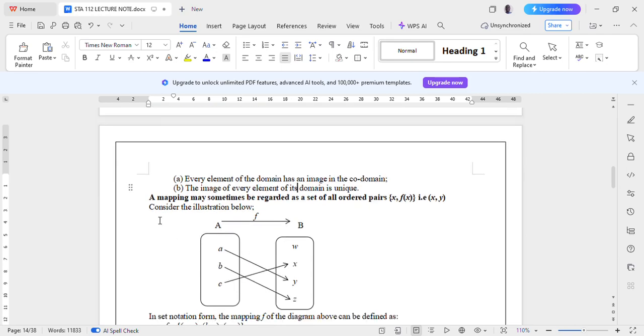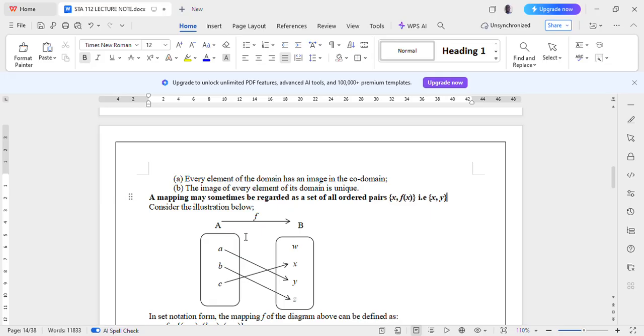So now, a mapping may sometimes be regarded as a set of ordered pairs. Yes, you can see that's (x, y), that's x and f of x, x and function. Don't forget y is a function of what? Of x. y is equal to f of x. So it's an ordered pair, like we have in coordinates. And don't forget, it must be contained in what? In curly brackets, because it's a set. So the set must be contained in curly brackets. Though it's an ordered pair, it must be contained in curly brackets.